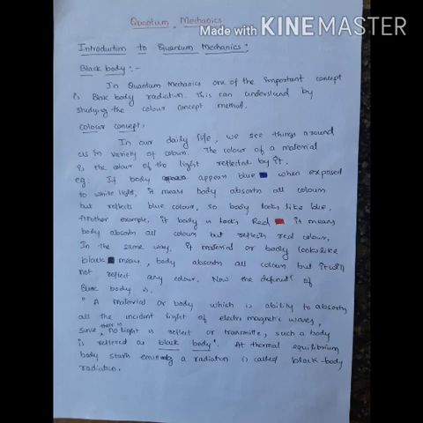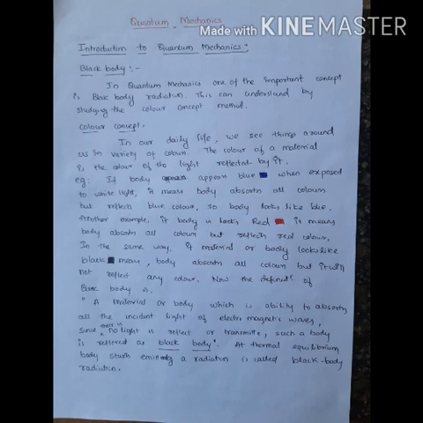For example, if any material or body looks blue, it means the body or material absorbs all the colors but reflects blue. As we know, in the electromagnetic spectrum the wavelength lies in 400 nanometer to 700 nanometer, and each of these wavelengths contributes one color, like VIBGYOR.